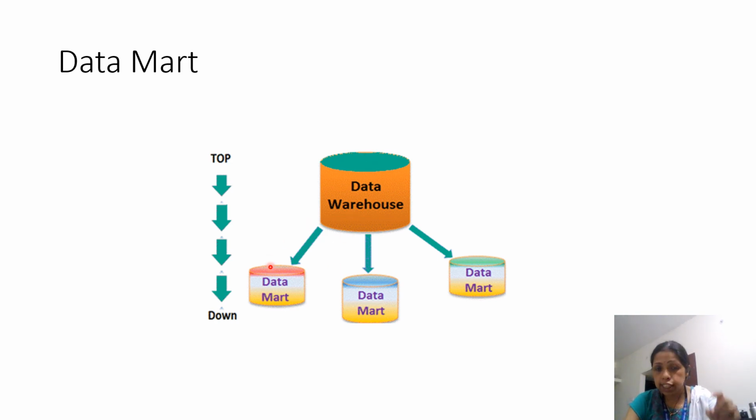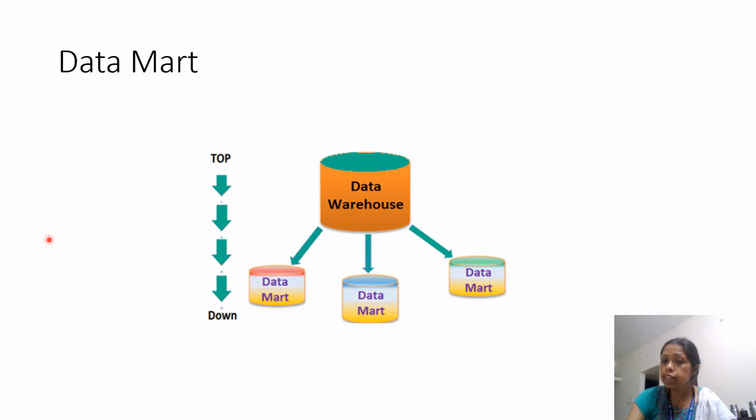Suppose the EC department data is under this data mart, the CSE department data is in this data mart, and here is the electrical department data. All the data will be integrated into the data warehouse. So inside the data warehouse you have all the structured data, which includes the various departmental data. So this is the data mart.